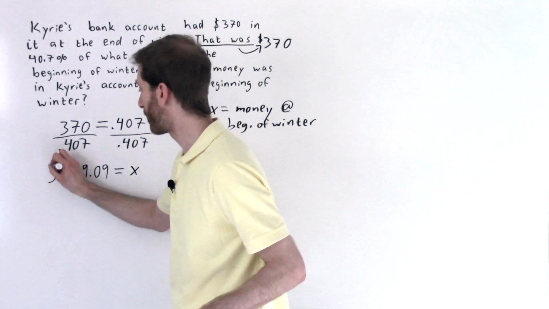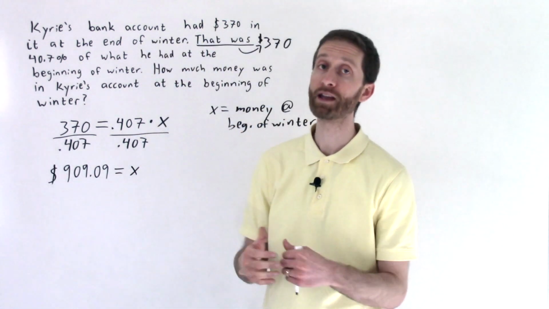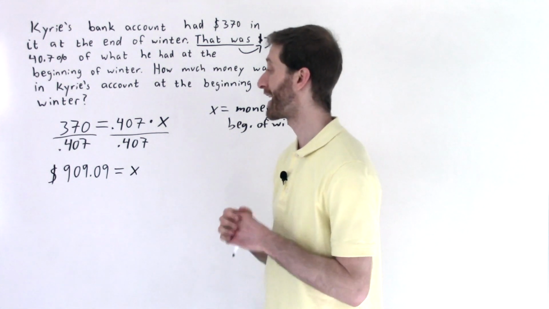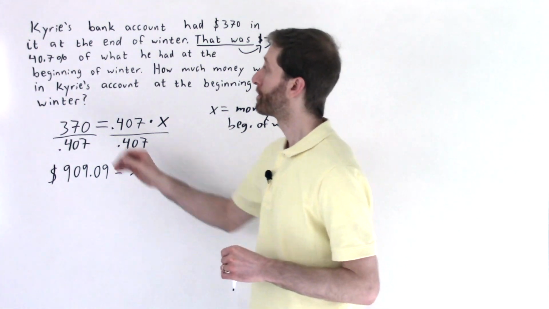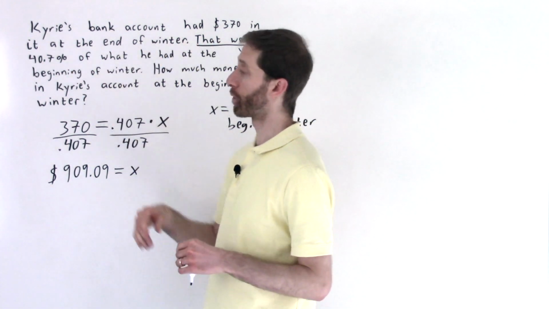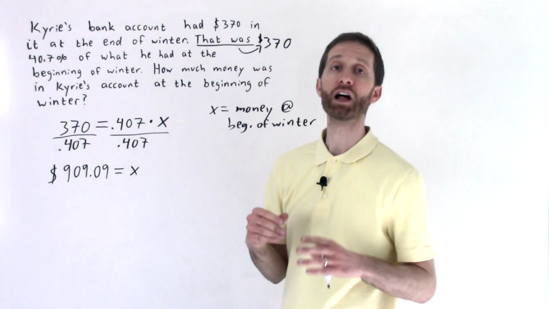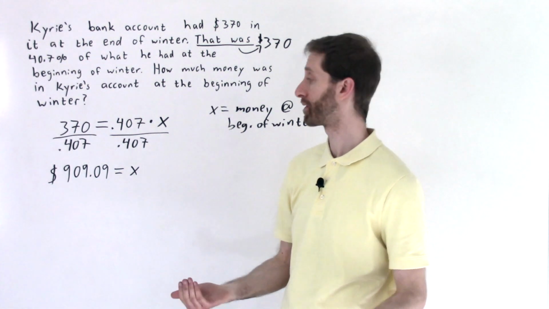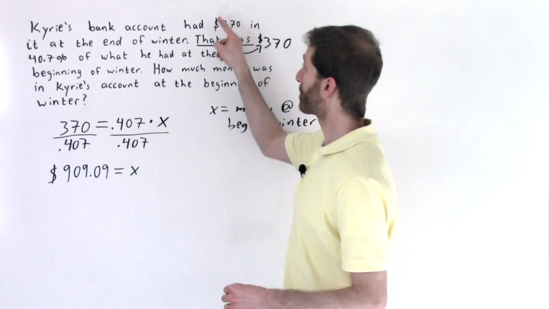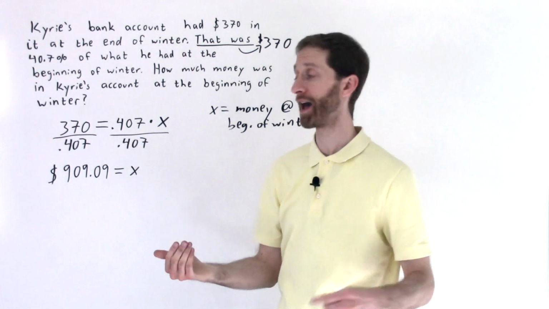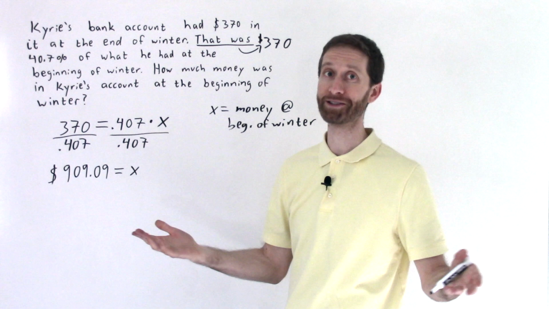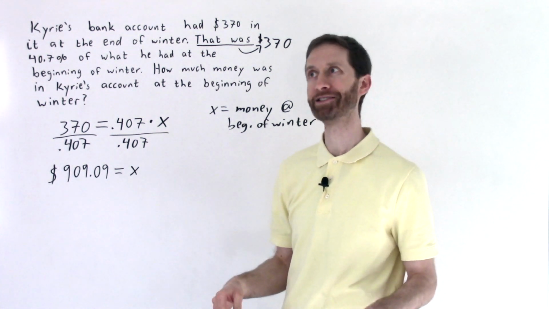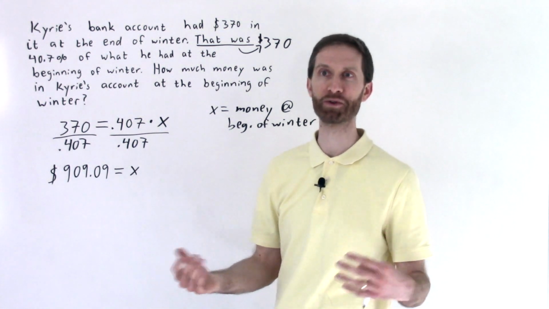So that would be in dollars. So at the beginning of winter, Kyrie had $909.09 in his account. And this makes sense. If you think about it, the $370 was 40% of something, which is a little bit less than half. So this is a little bit less than half of what he used to have, and this is slightly more than double what that number is. So we can say, yeah, that answer does make legitimate sense.